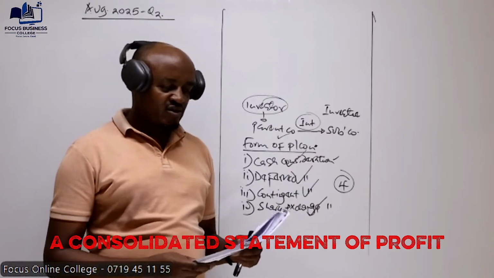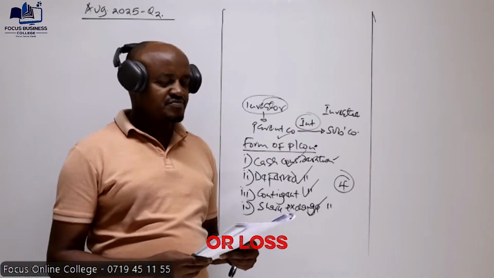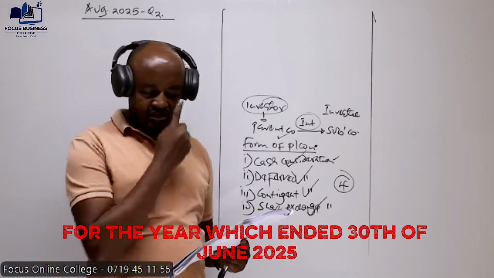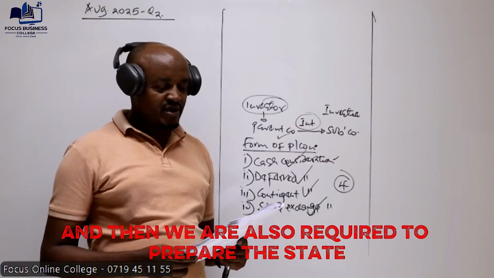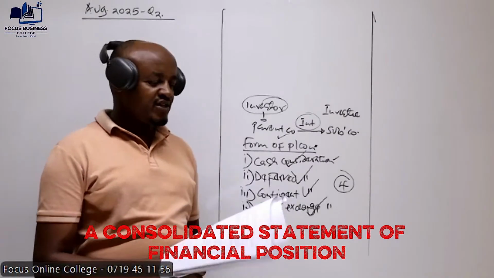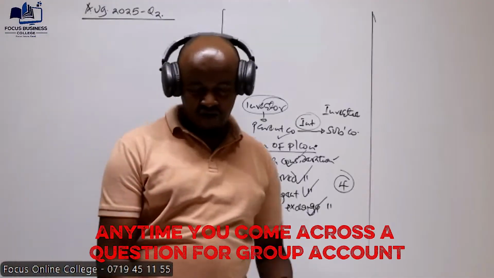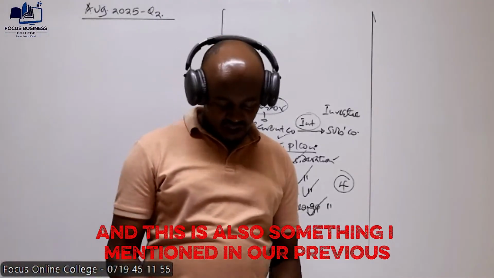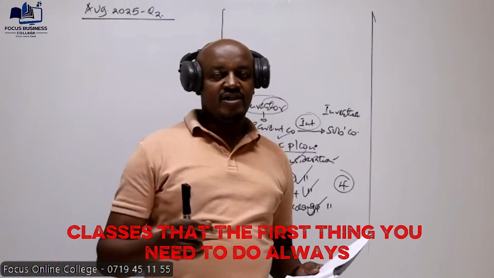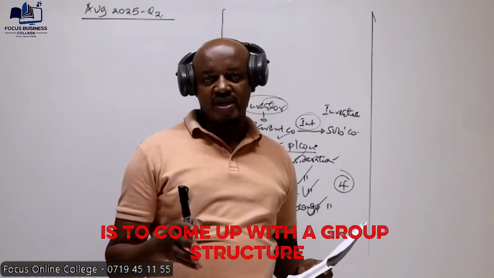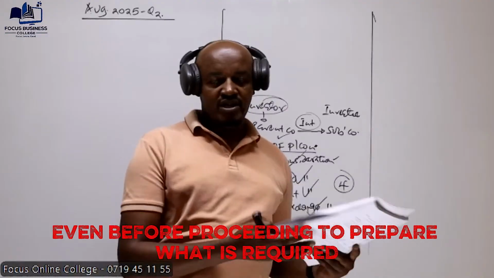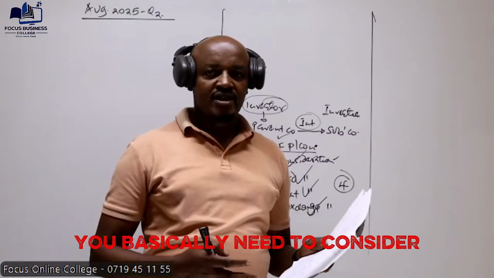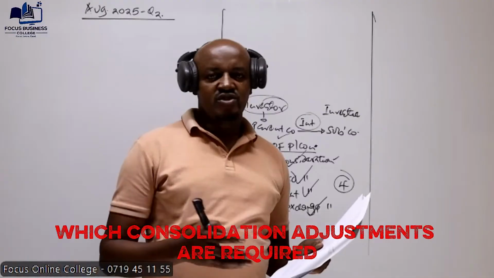Now, what are we required to do? We are required to prepare the consolidated statement of profit or loss for the year which ended 30th of June 2025, 8 marks. And then we are also required to prepare the consolidated statement of financial position. Now, anytime you come across a question for group account, and this is also something I mentioned in our previous classes, the first thing you need to do always is to come up with a group structure. Then once you come up with a group structure, even before proceeding to prepare what is required, you need to consider or determine which consolidation adjustments are required.